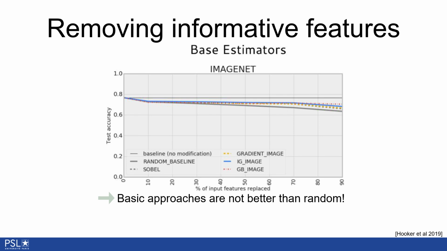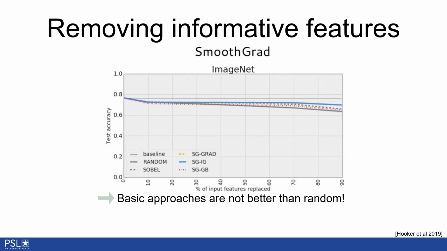The idea here is that a good explanation method would identify relevant pixels, so removing those should have a large effect on accuracy. Strikingly, this panel instead suggests that vanilla gradients, integrated gradients, and guided backprop have less effect than removing random pixels. This is quite surprising. This study also examined the effect of combining these basic methods with SmoothGrad and then removing the informative features, but the result was very similar. These methods still seem to do worse than random.